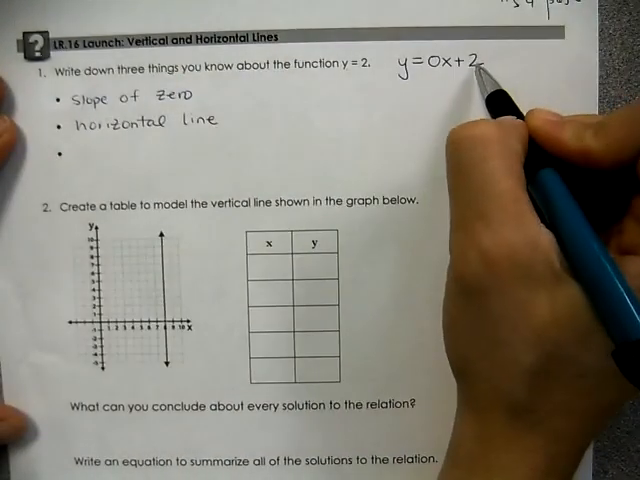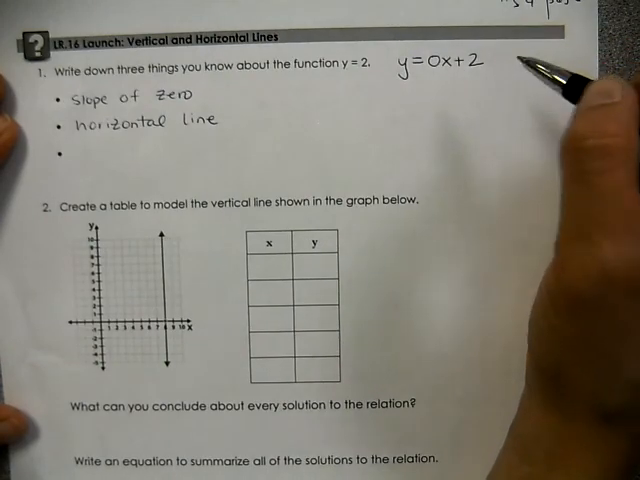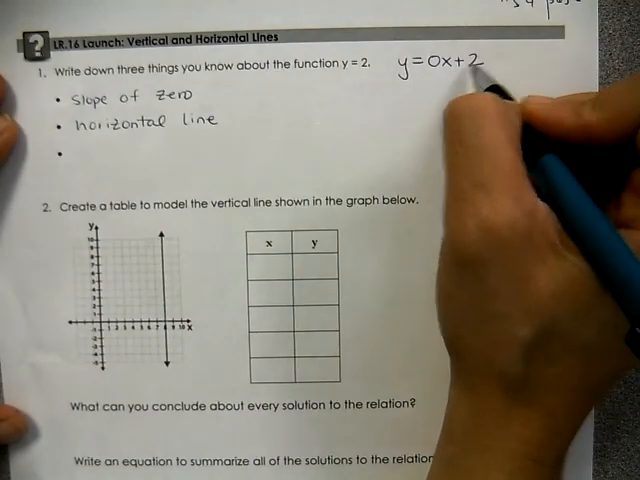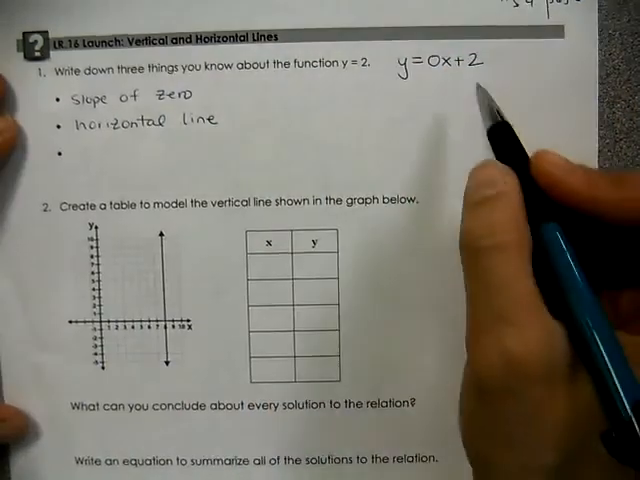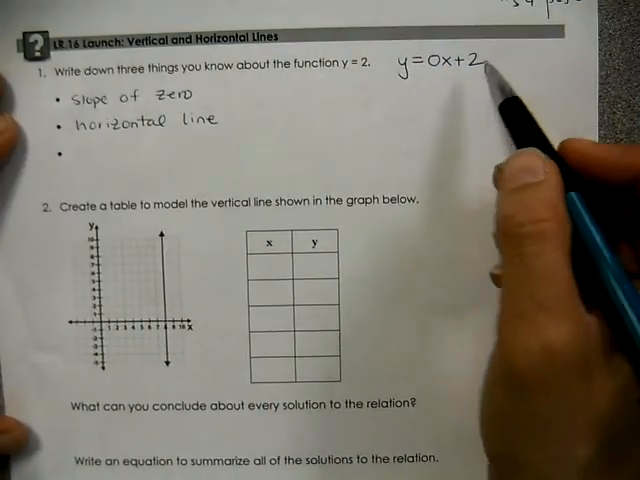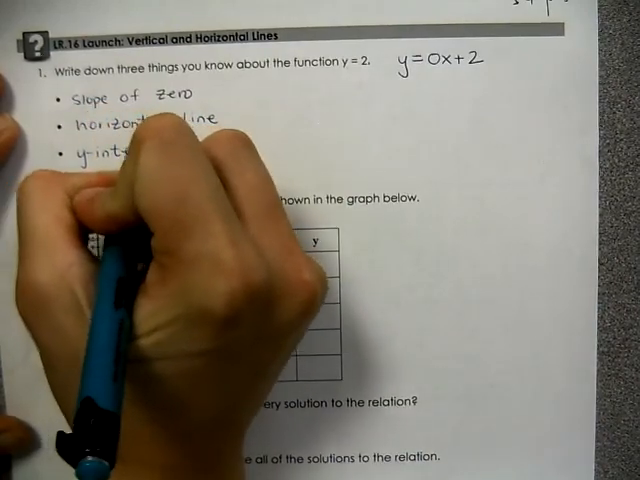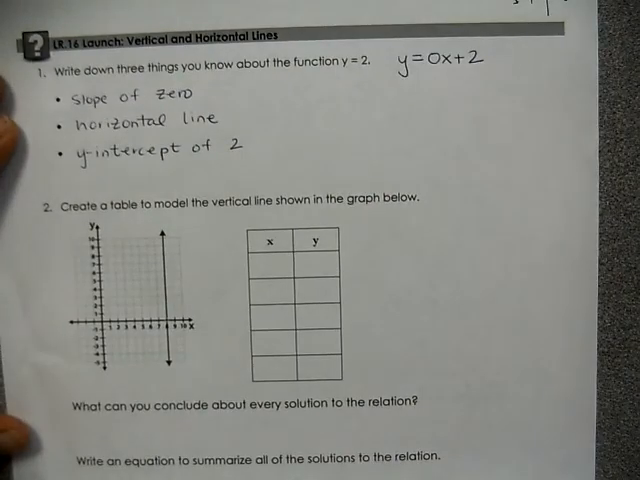I also see this plus 2, and I'm reminded that that is translated up 2 from the parent function. So if the parent function has 0 as its y-intercept, plus 2 will add 2 units to every point on that line, on the y-coordinate rather, and so this one will have a y-intercept of 2. There are other things that we can talk about. You could just state the fact that it is linear. So there are other things you could say as well.